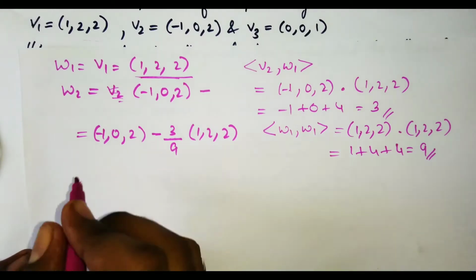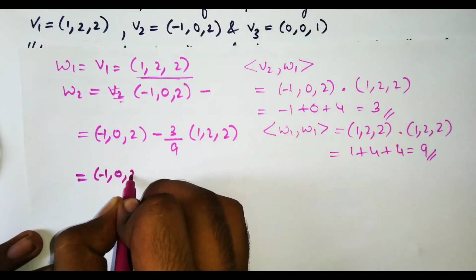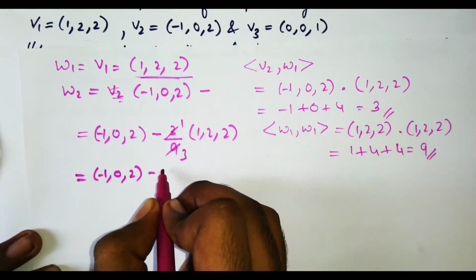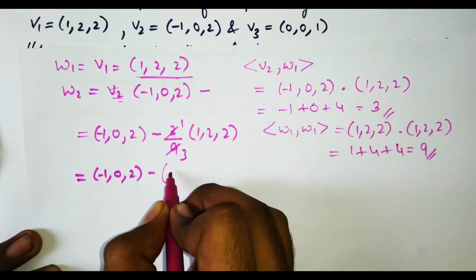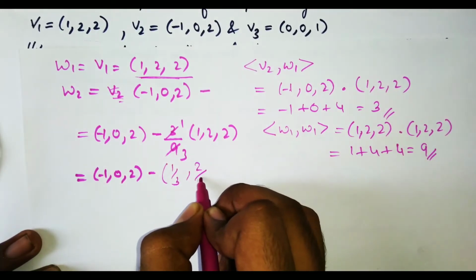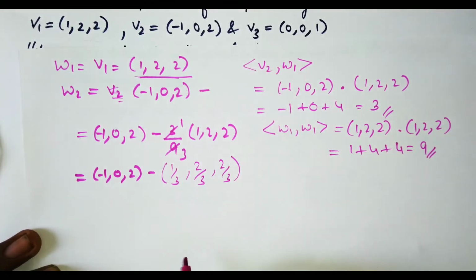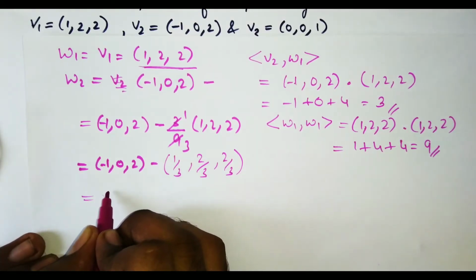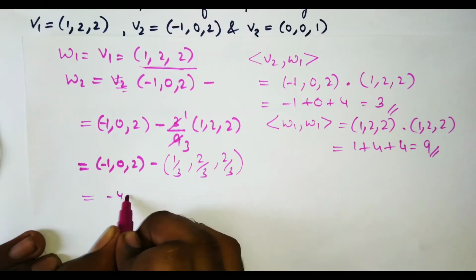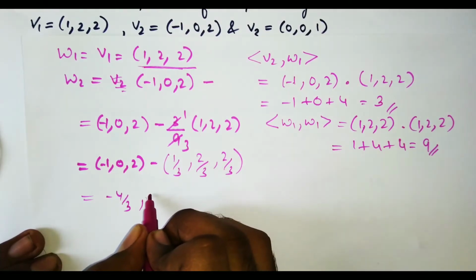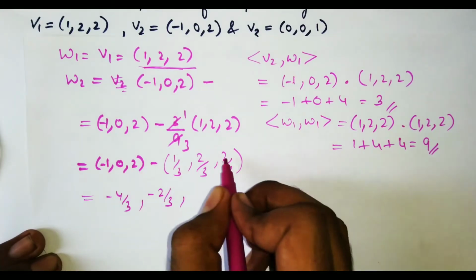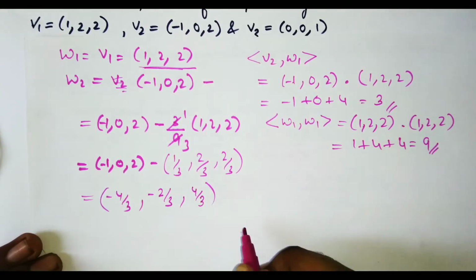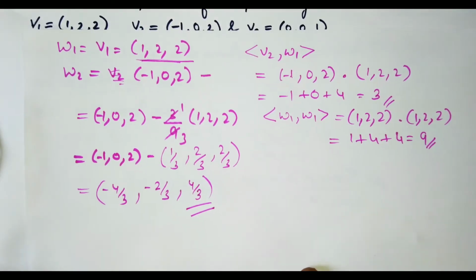Now I have to solve this further. So it is equal to what? Minus (1, 0, 2) minus, I can cancel it out, this is 1 by 3, so minus 1 by 3 into this, so we can take it out, minus here, so 1 by 3 into this, 1 by 3, then 2 by 3, then 2 by 3. Okay, now I have to subtract from this. How to subtract? The same thing, minus 1 minus 1 by 3, so it is nothing but minus 4 by 3, then 0 minus this thing, it is minus 2 by 3, then 2 minus 2 by 3, it is 4 by 3. Okay, so this is how we will get W2.